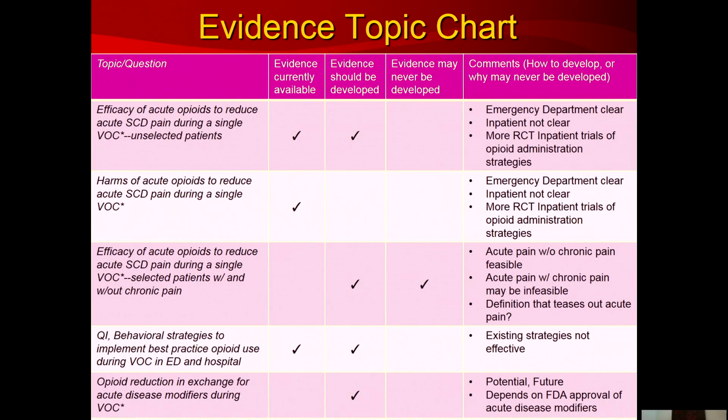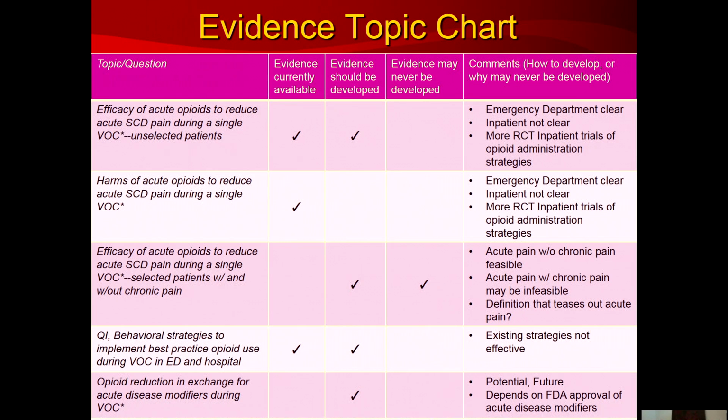Phenotyping is very important, as you can imagine, in trying to do trials. So here's the evidence topic table that I came up with, without filling it with the actual evidence. I said that the efficacy of acute opioids to reduce acute pain during a single vaso-occlusive episode in unselected patients had good evidence for what to do, but more evidence needed to be developed.